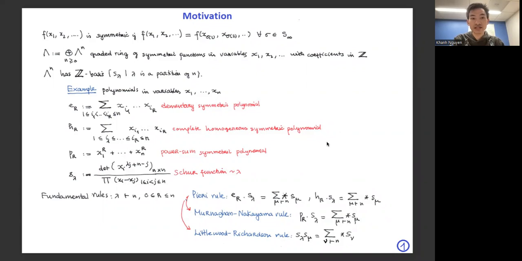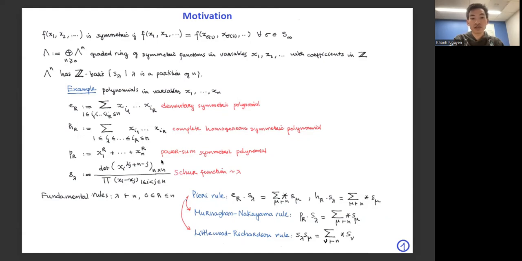For example, there are some classical symmetric functions here. The first one is the elementary symmetric polynomial. It is given by the sum of all monomials x_{i1} to x_{ir}, where the indices i1 to ir are taken from the interval 1 to n, and they are strictly increasing. I denote the elementary symmetric polynomial by e_r. The second one is the complete homogeneous symmetric polynomial. It is given by the same formula as the elementary symmetric polynomial, but here the indices are taken from the interval 1 to n, and they are weakly increasing.